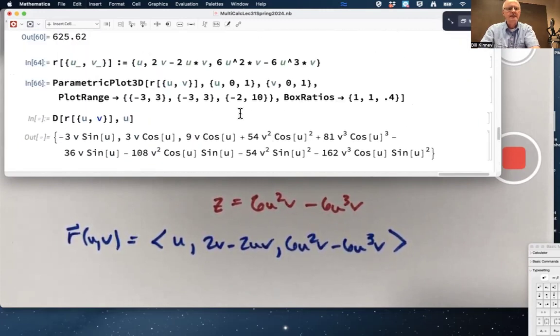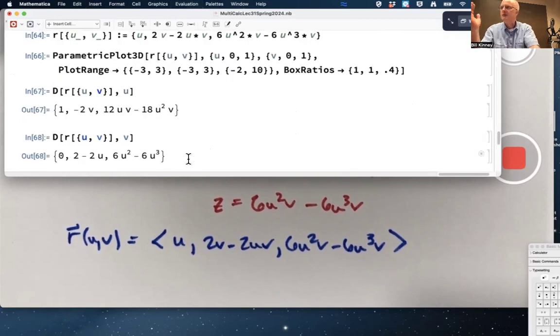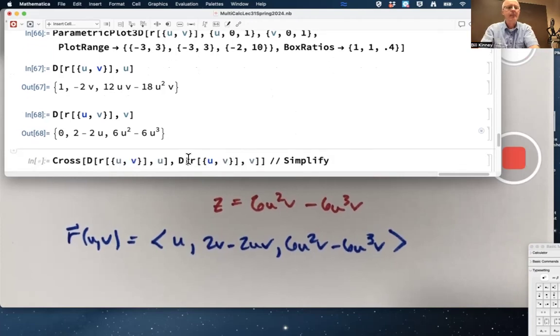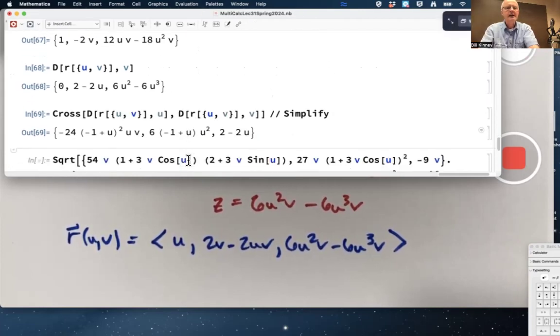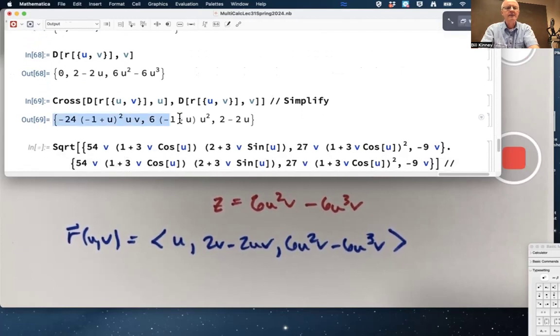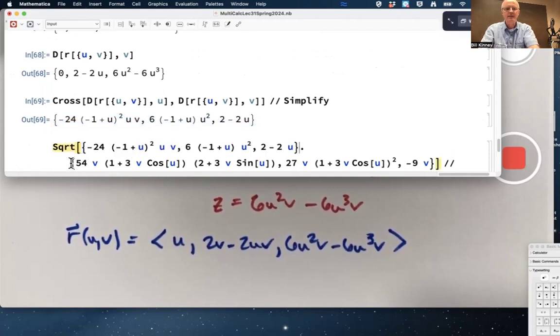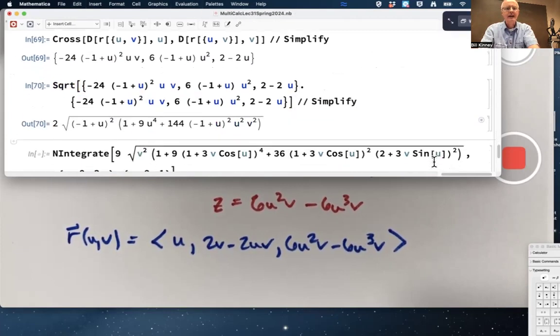Re-enter these things. Here's the derivative with respect to u. Here's the derivative with respect to v. These things are simpler. Disks give the most complicated equations, it seems. The cross product is this. Square root of that thing dotted with itself is going to be the magnitude. Right? Square root of a vector dotted with itself is its magnitude. That's what we've got to integrate.